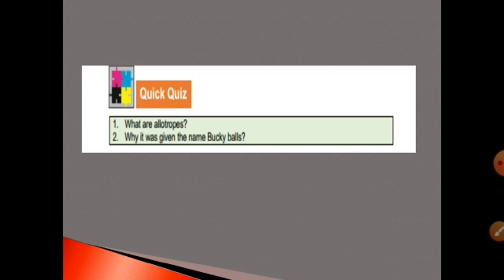Why was it given the name buckyball? It was given the name Bucky after a scientist who designed a buckyball shaped building. The full name of buckyball is Buckminsterfullerene.